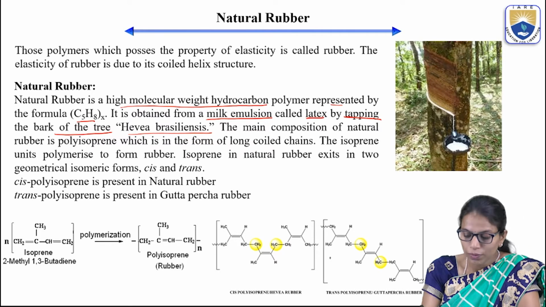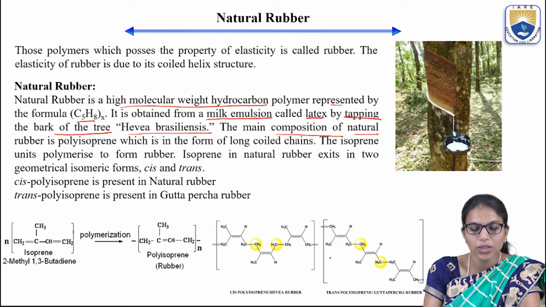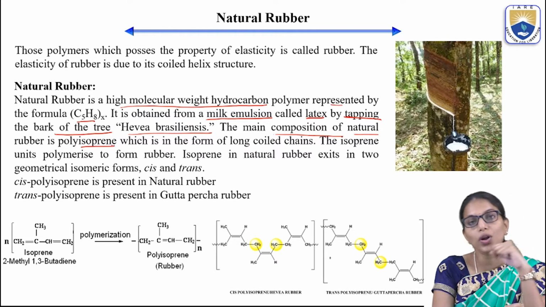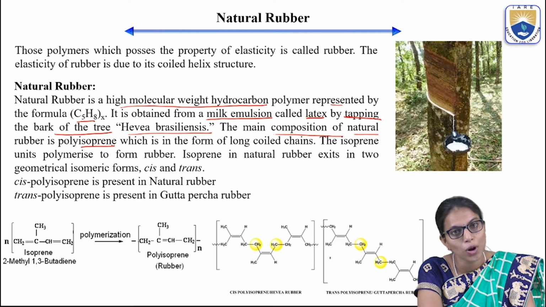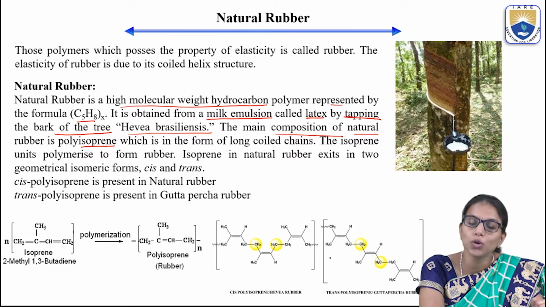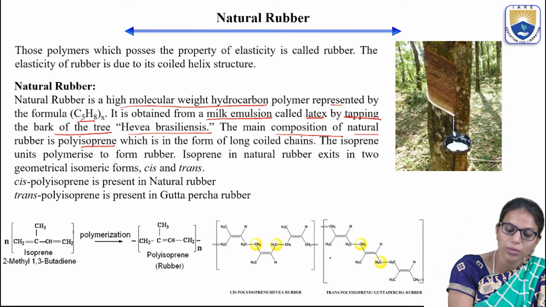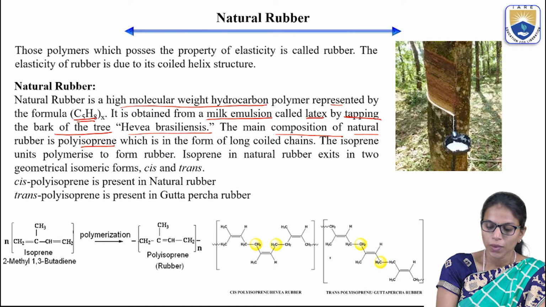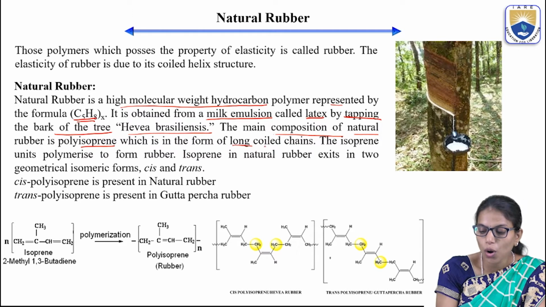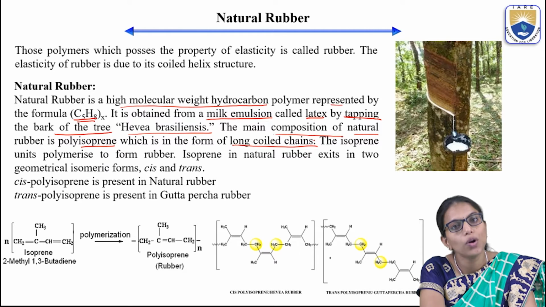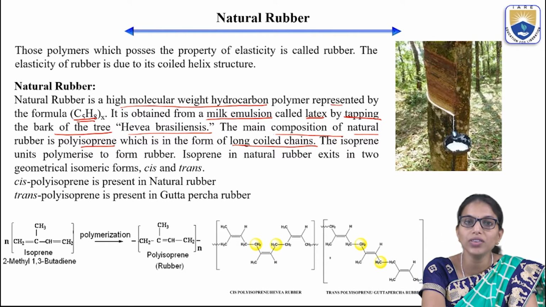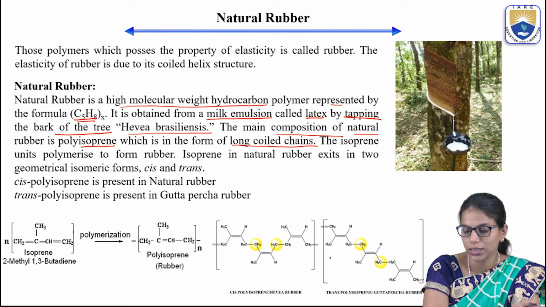Now coming to the composition, the main composition of natural rubber is polyisoprene. Polyisoprene is a polymer formed from the monomer isoprene, that is C5H8, in the form of a long coil chain. Because of the long coil chain, it has the property of elasticity.